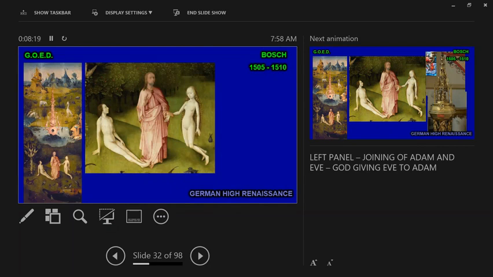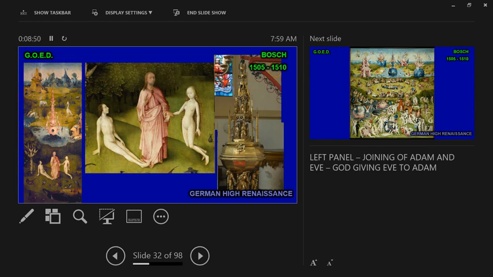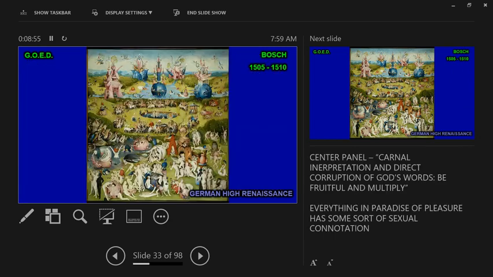So let's take a look at the left panel. We have God giving Eve to Adam. And the face of God there used to be that of an old man, but they've done x-rays on it and they've seen that it was painted over. So they painted Jesus's face on top of God. And so it now looks like Jesus is giving Eve to Adam, even though Jesus hadn't been born yet. The pink figure here in the middle of the lake looks like a baptismal font.